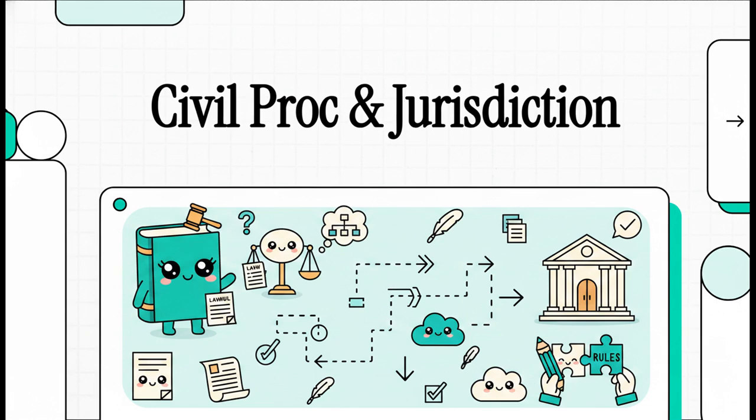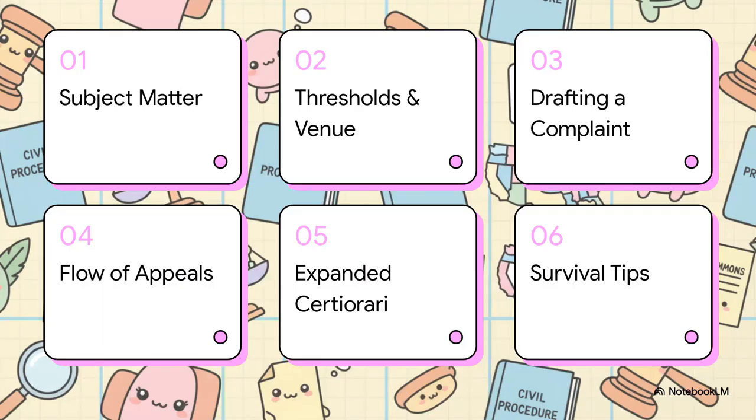We're going to map out exactly how to attack these questions, visualize the flow of the courts, and get you the practical tools you need to confidently put your thoughts down on paper. So let's dive right in. Here's our agenda for today. We'll be hitting subject matter jurisdiction, thresholds and venue rules, drafting a complaint, the flow of appeals, Rule 65 and expanded certiorari, and finally, some absolutely crucial survival tips.